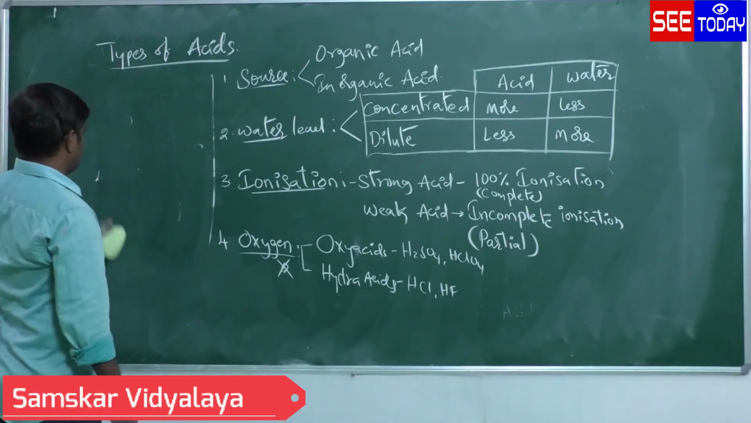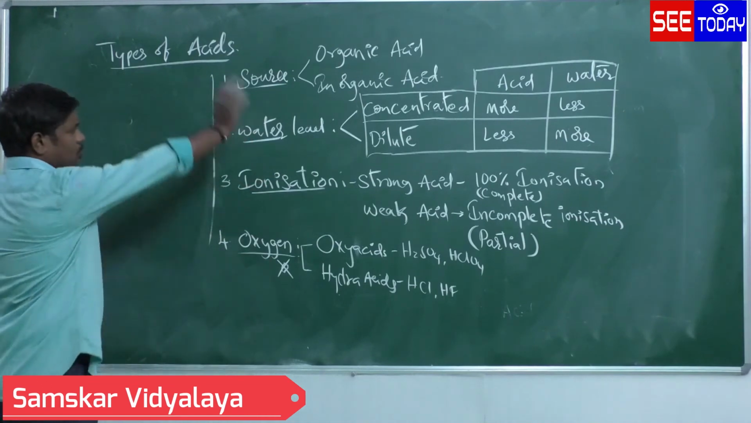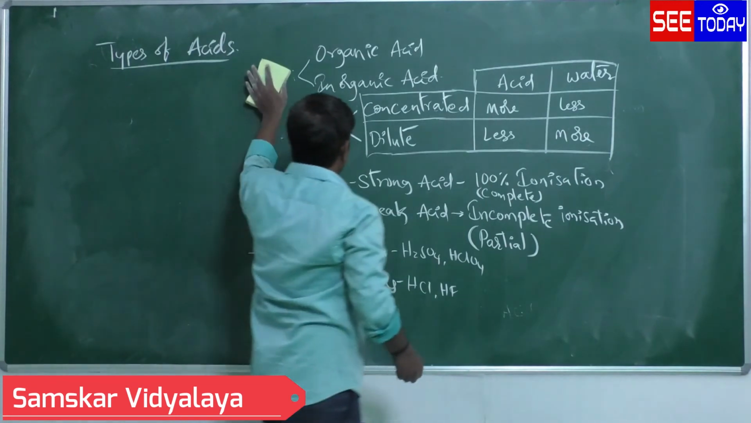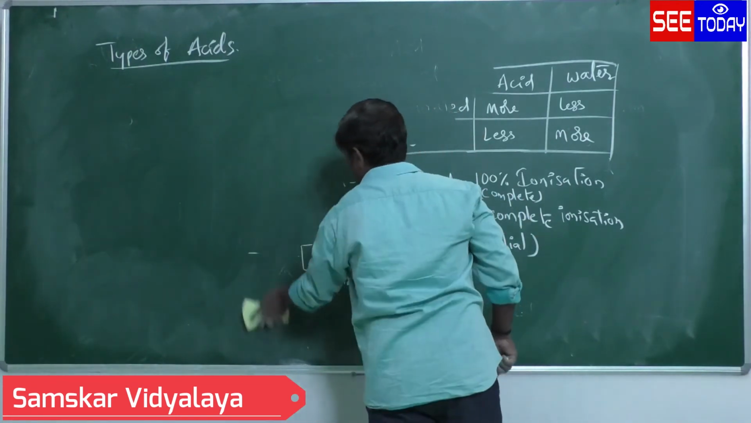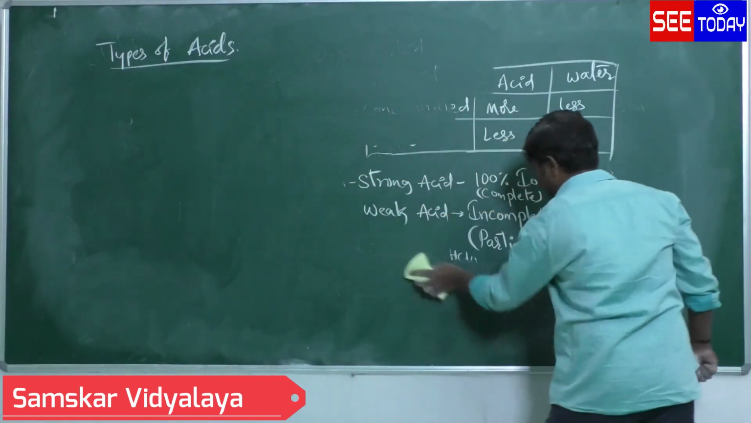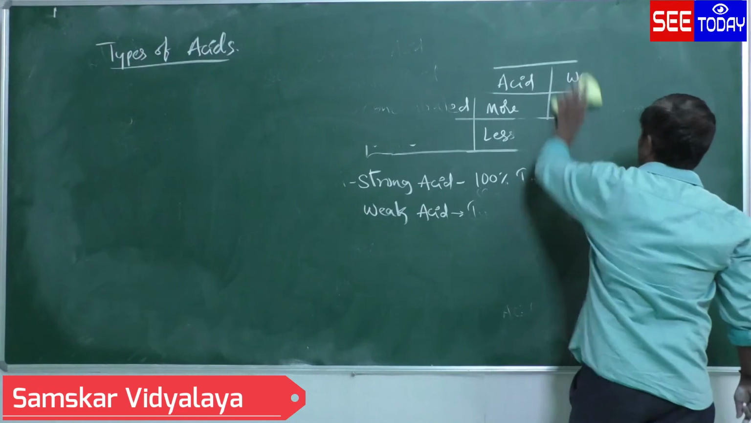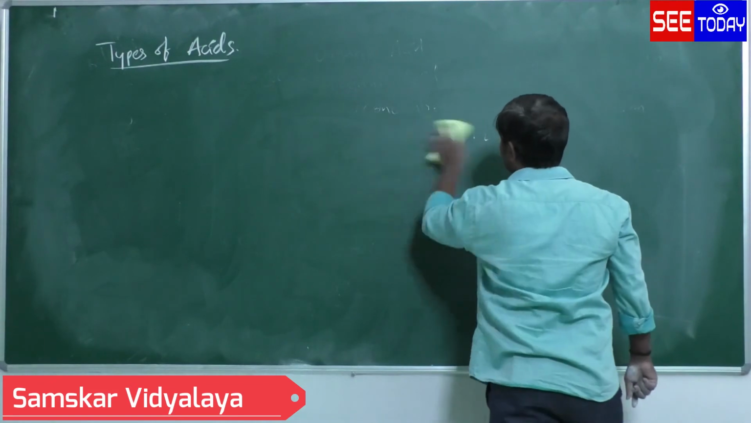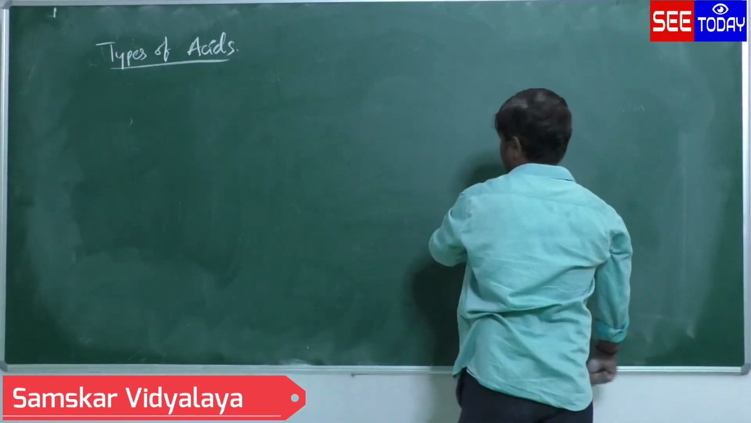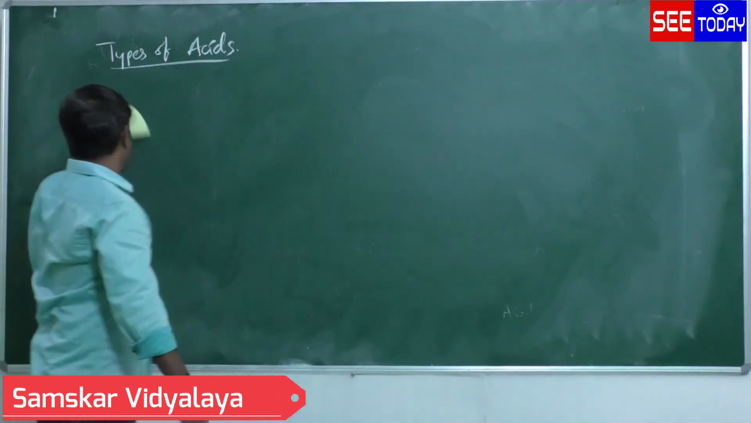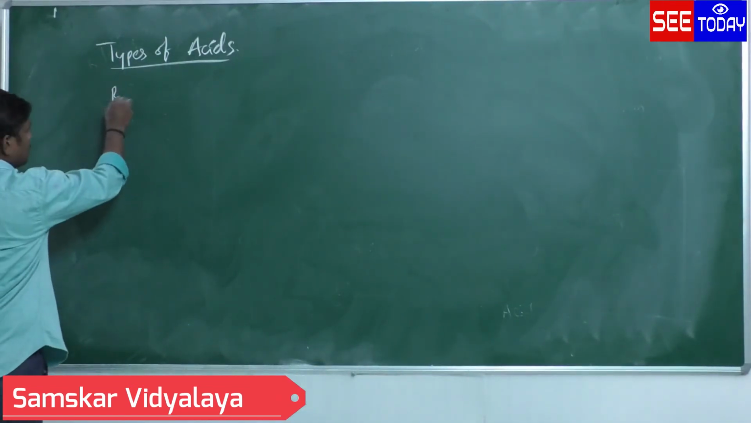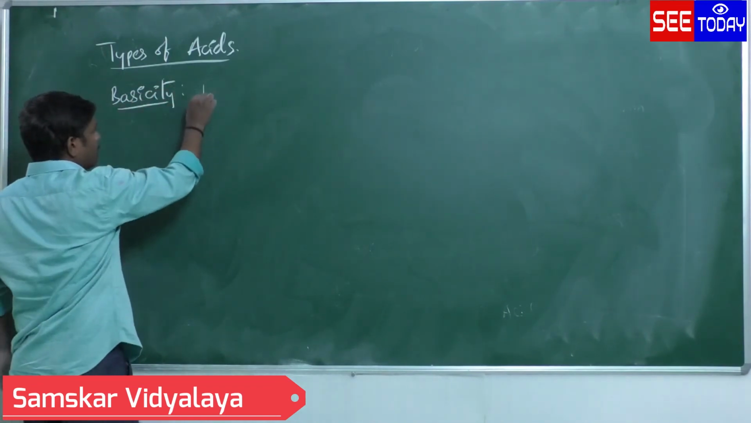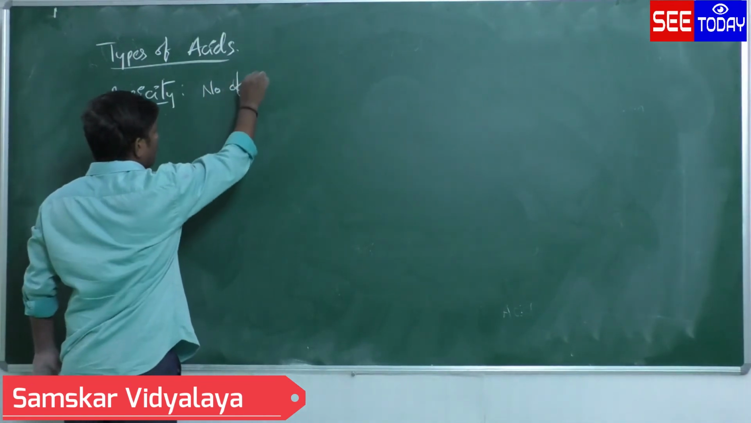So basicity. What is basicity? Let us see. So I am erasing this total board. So what is basicity? See, basicity is a very simple word that we can understand easily. That is, acid means it is releasing H plus ion in water, right? So how many number of H plus ions it can release? That we call as basicity.